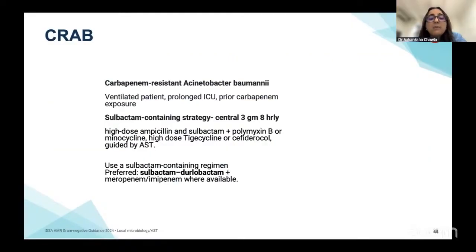Now, there is also carbapenem resistant Acinetobacter, and sulbactam containing strategy is the preferred therapy of choice. But more and more resistance in the Indian setups has been seen with sulbactam. Still, the therapy of choice remains with high dose ampicillin-sulbactam and polymyxin B, or minocycline, or high dose tigecycline, or cefiderocol, but it should be guided by your antibiotic susceptibility testing.